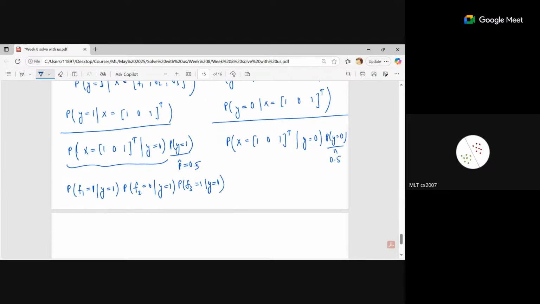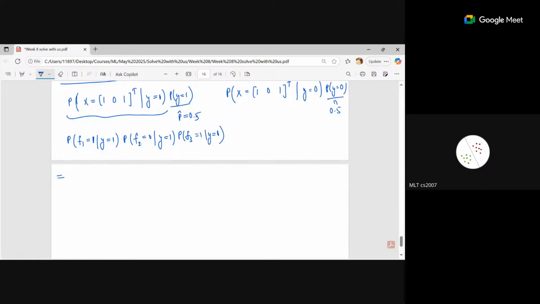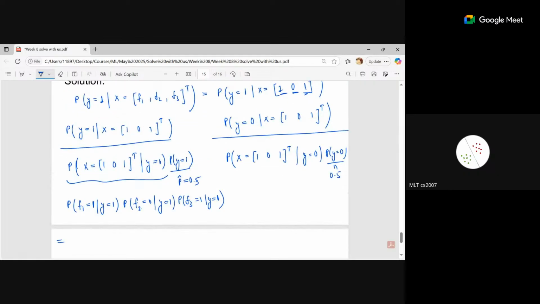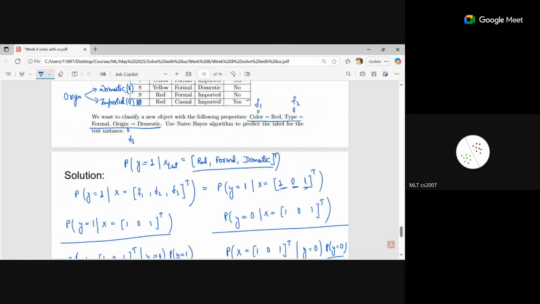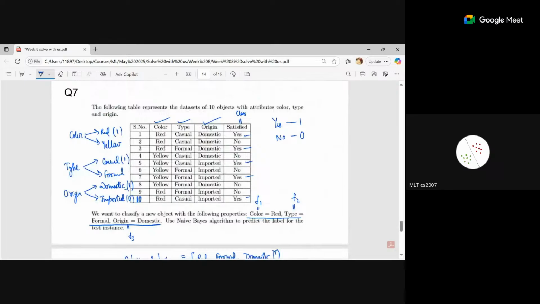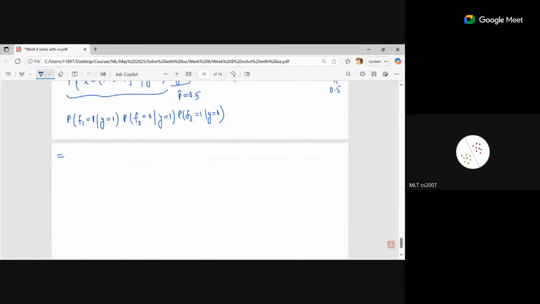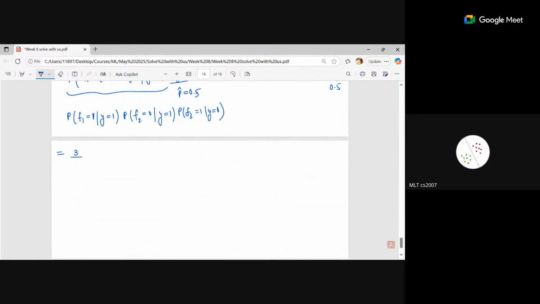So given Y is equal to 1, what is the probability of F1 to be 1? F1 to be 1 means red. So look for all the yes rows and see how many have the color red. We can see here 1 red, 2 red, this is yellow, this is again yellow, and this is red. So 3 out of 5 is red. This probability estimate is going to be 3 by 5.